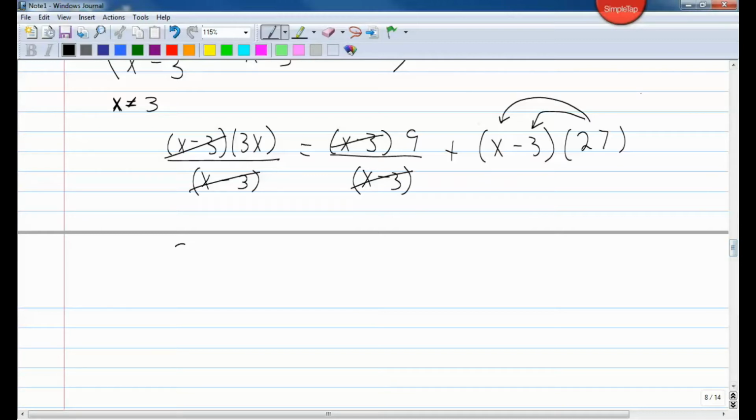Alright, so let's see what we have. 3x equals 9 plus, distribute this 27 to everything inside the parentheses. It's okay to write the 27 in the front as well. You don't have to write it behind like I did. I just did it to do something different. Alright, so this is going to be plus 27 times x is 27x. And then 27 times negative 3, that's going to be negative 81, sorry. Negative 81.